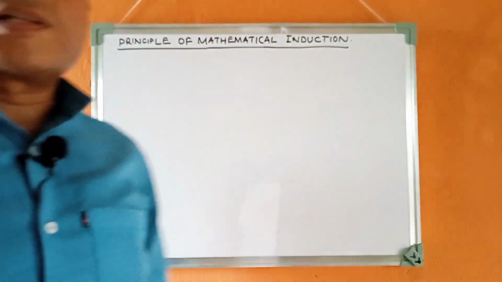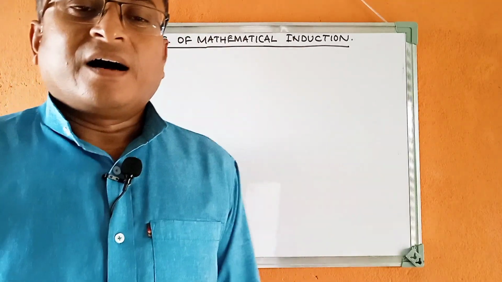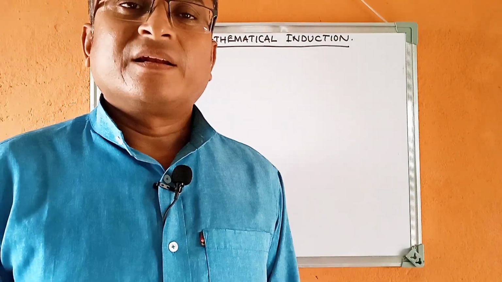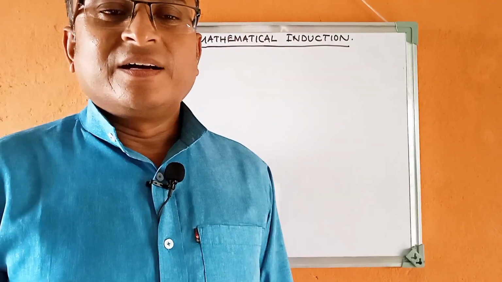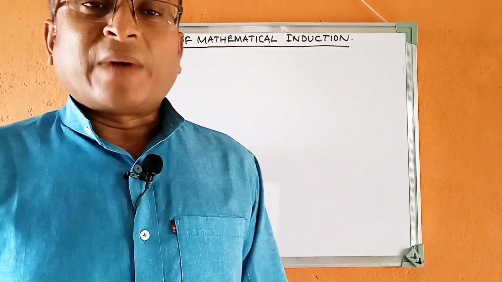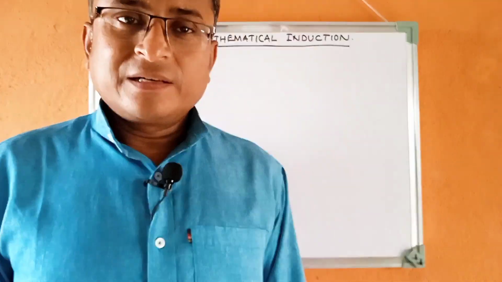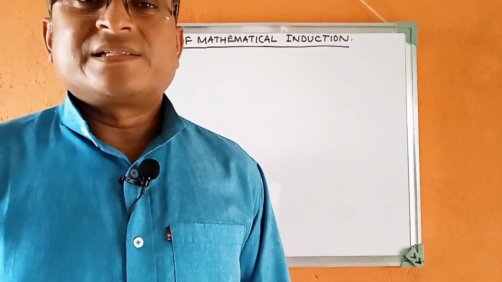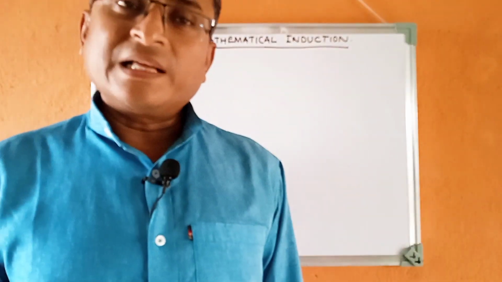So first of all, you see what is a mathematical statement. A statement involving a mathematical relation is called a mathematical statement. I repeat, a statement involving a mathematical relation is called a mathematical statement. Now give some examples. Example number 1: x minus 2 is a factor of x square minus 3x plus 2. This is a mathematical statement. Another example: the sum of the first n natural numbers is n into n plus 1 divided by 2. This is also a mathematical statement.